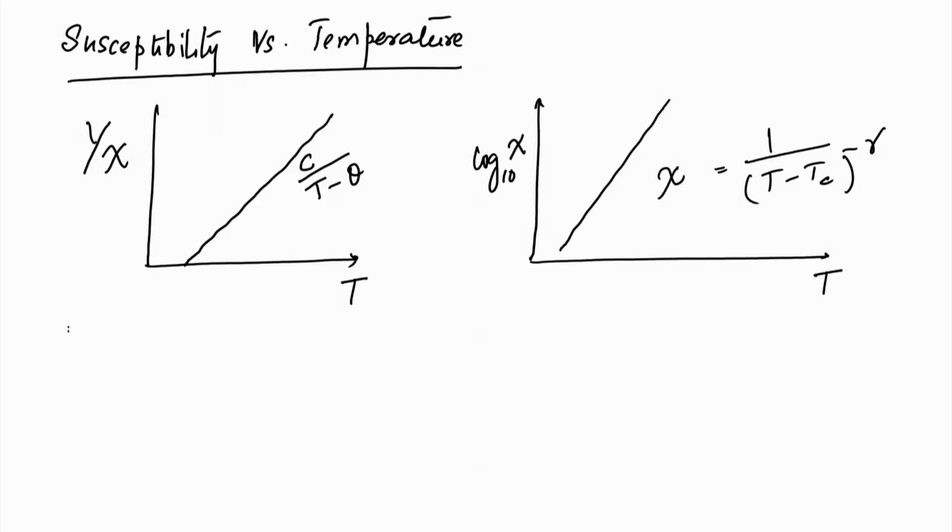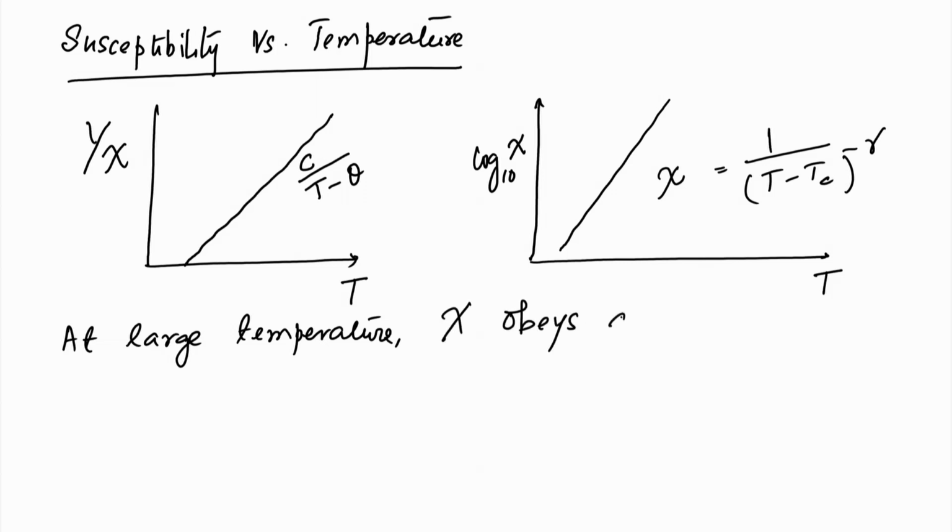And so, at large temperature, the susceptibility, chi, obeys a law called Curie's law.